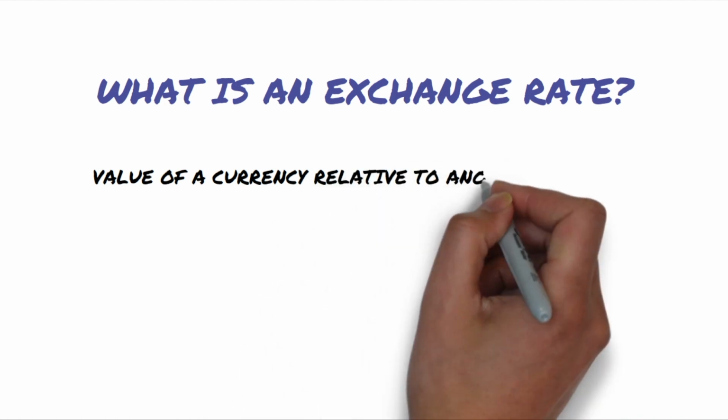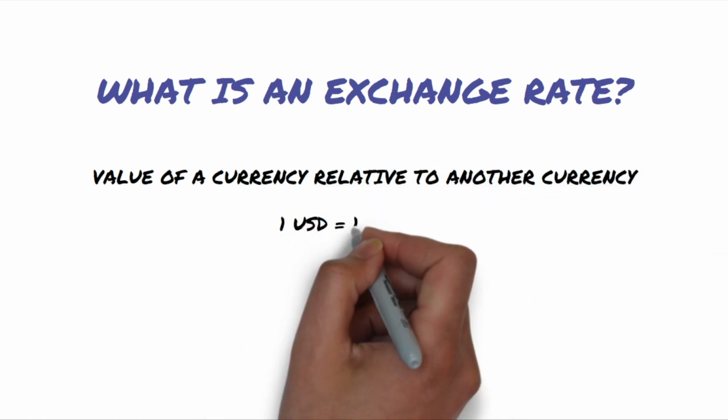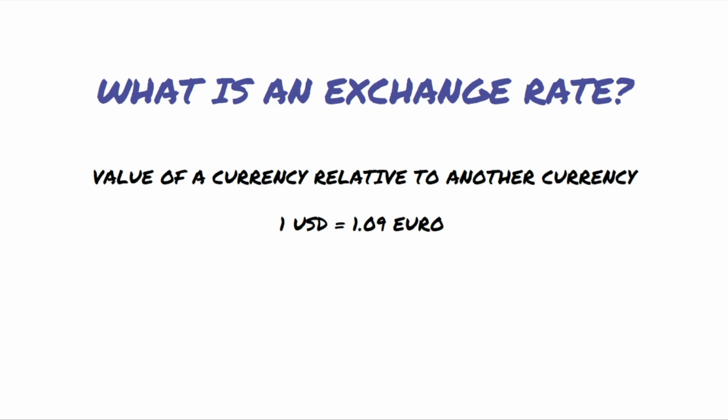An exchange rate is the value of one currency relative to another currency. In our example, we will use United States and Europe. Let's say we travel from the United States to Europe and we need the domestic currency to conduct any transactions in Europe. So we go to an exchange booth or counter and exchange our dollars for euros. At the time of the arrival, let's say $1 is equivalent to €1.09.